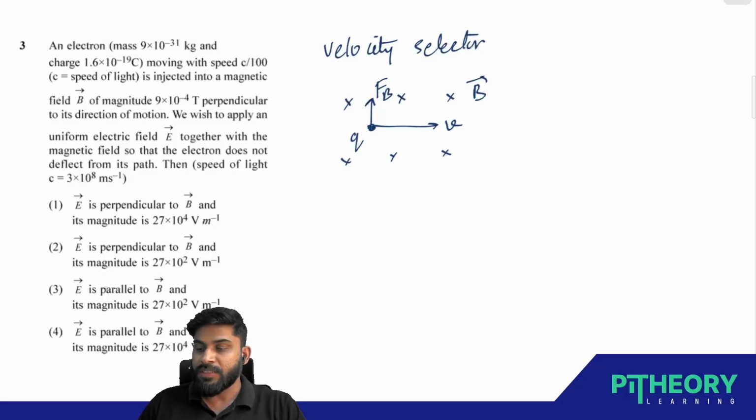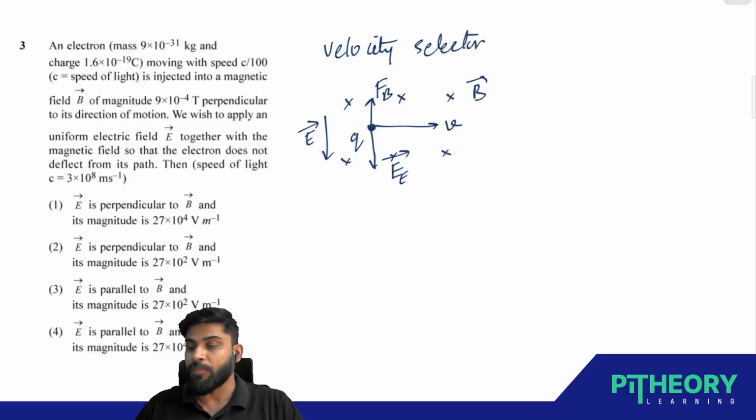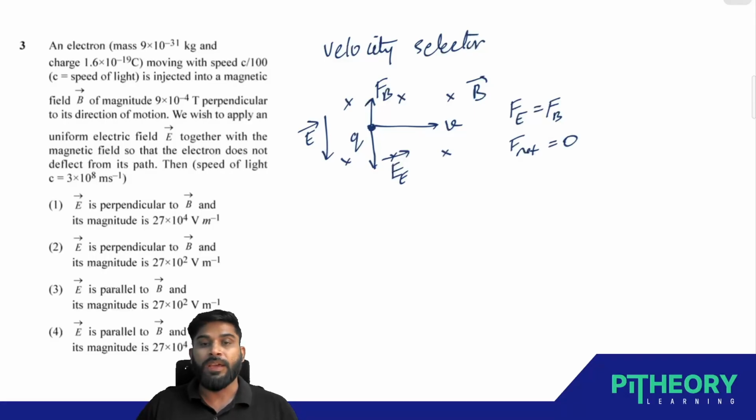Now, since it is a charged particle, if I apply an electric field vertically downwards, because it is a positively charged particle, it experiences an electric force downwards. So the magnetic force and the electric force are in opposite directions. Now, if these two, Fe and Fb, are equal in magnitude, the net force experienced by the charged particle will be zero, and it experiences no deviation. Without any deviation, it will pass through. That is the crux of this question.